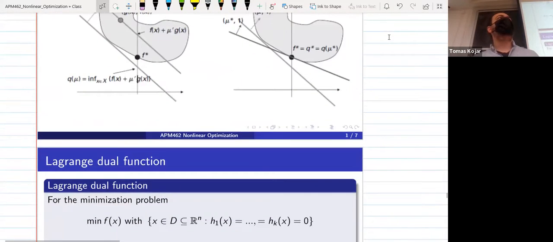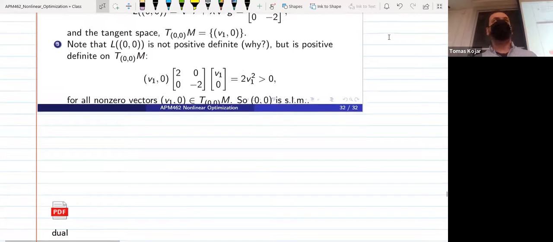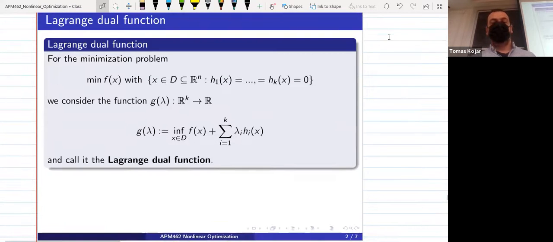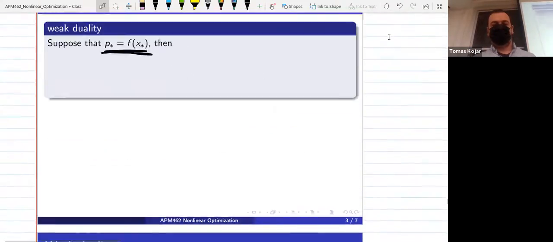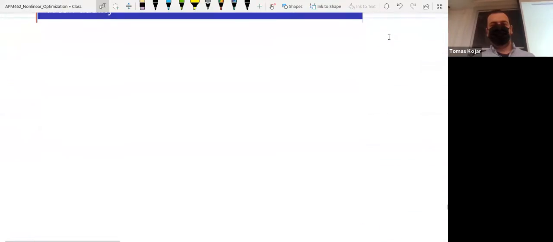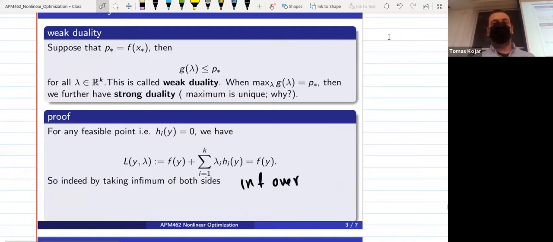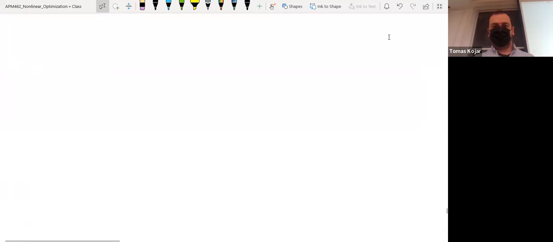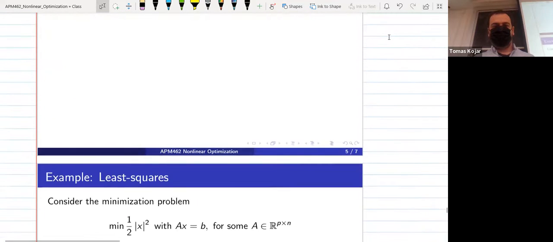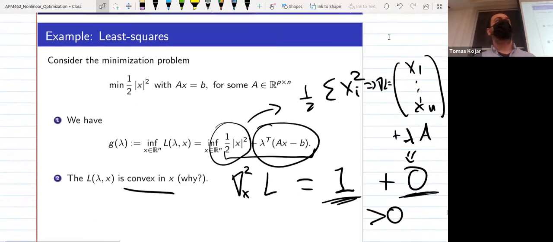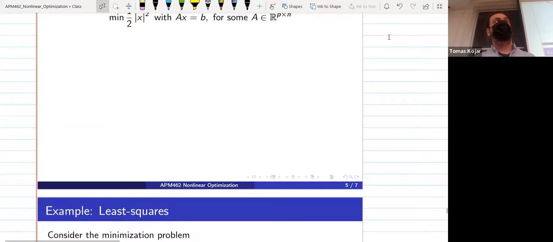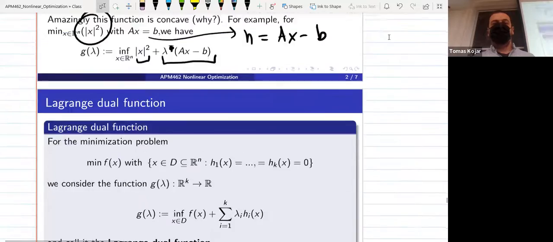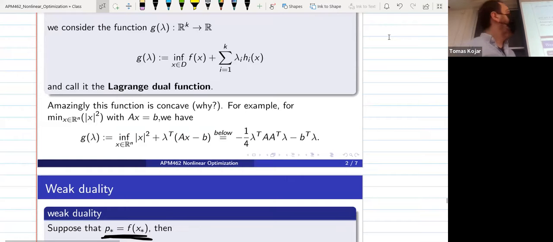So you mean from duality or what? You said the example, right? Oh, that example, yes, over here. Yeah. I mean, it's the same thing.